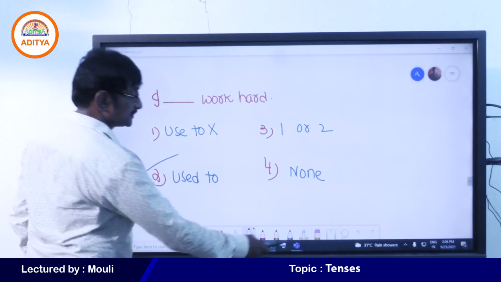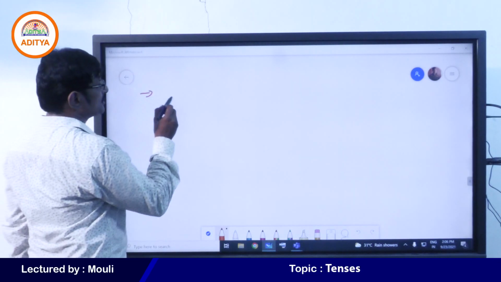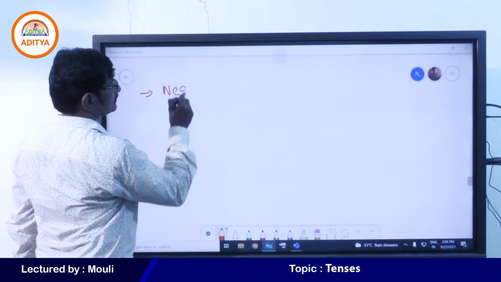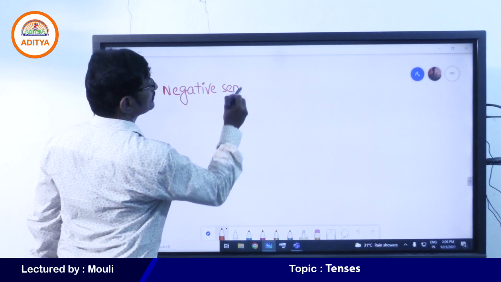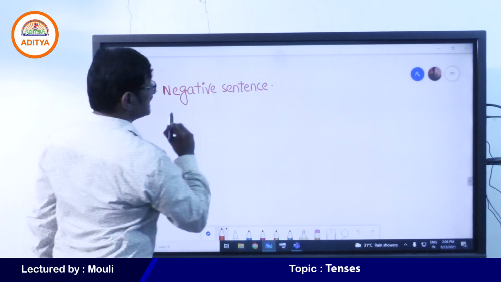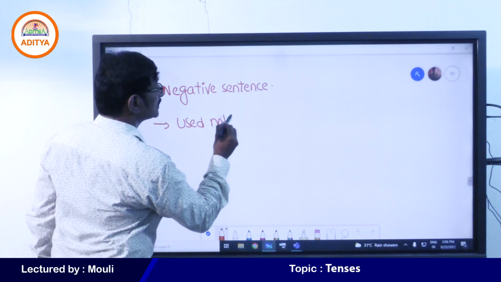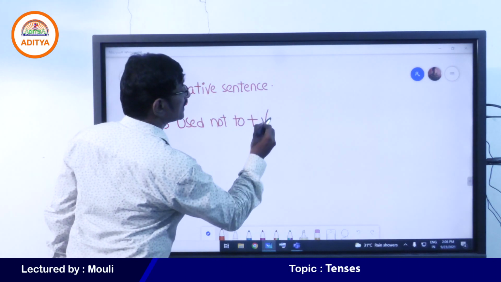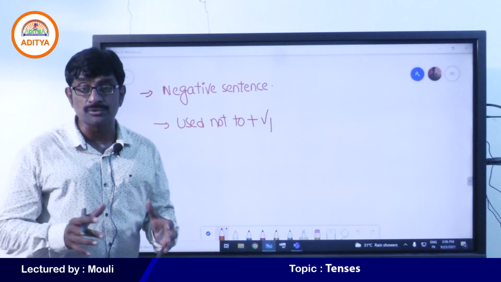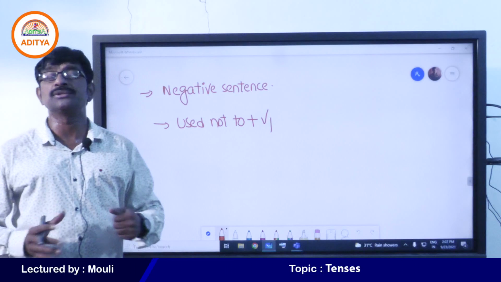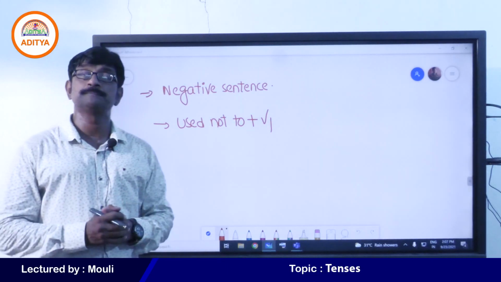Okay students, now when we make negative for this, in negative sentence we write used not to plus V1 like this. This is the negative sentence. Used not to plus V1 is the negative here.